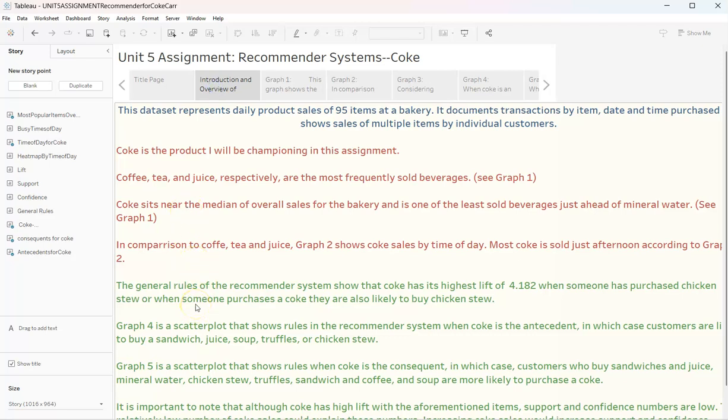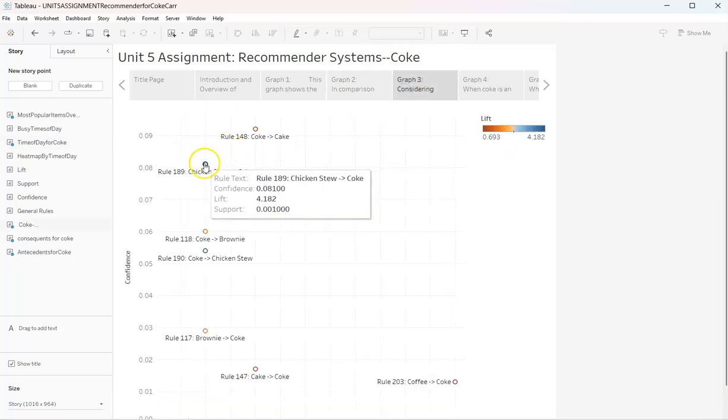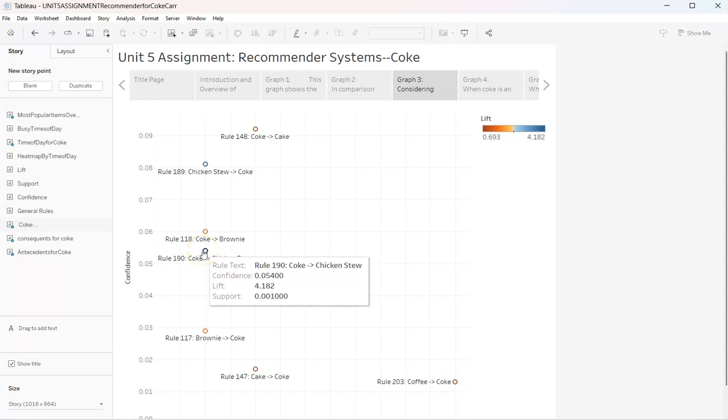The general rules of the recommender system show that Coke has its highest lift of 4.182 when someone has purchased chicken stew, or when someone purchases a Coke, they are also likely to buy chicken stew. That would be here, and that would be here.